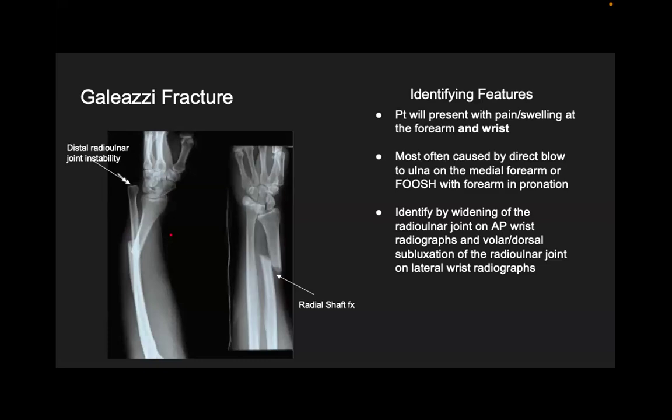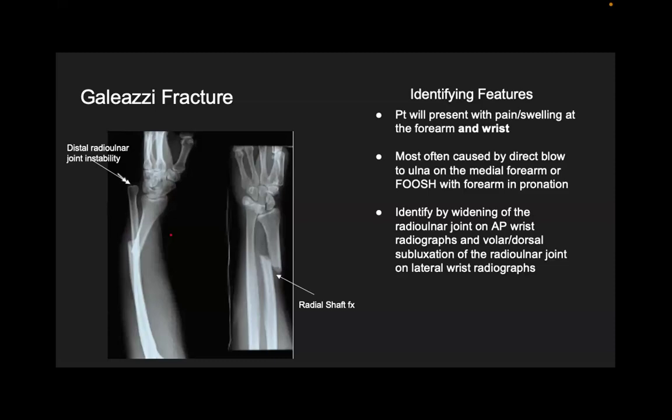So the patient's now going to have pain and swelling at the forearm and the wrist. Again, this could be one of two things: either a direct blow somewhere in the forearm, or a fall on their hand, usually with the forearm in pronation, okay?